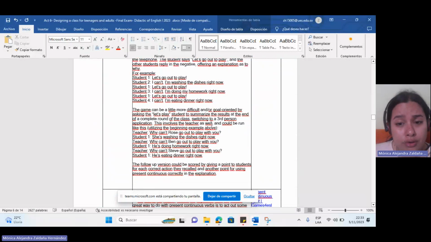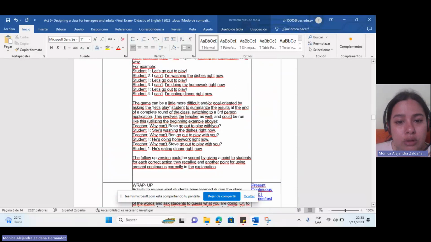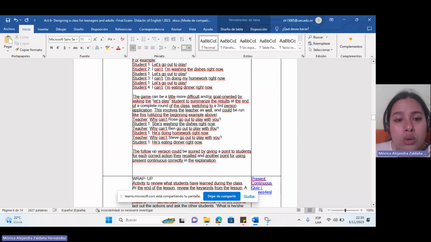The game can be a little more difficult or goal oriented by asking the "let's play" student to summarize the result at the end of a complete round of the class, switching to a third person application. This involves the teacher as well, and it could go like this.